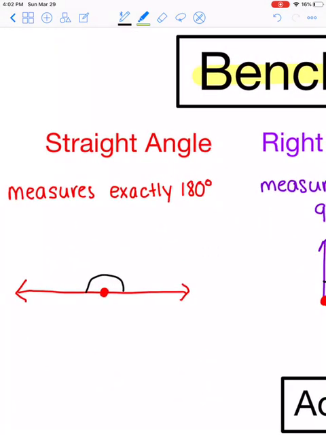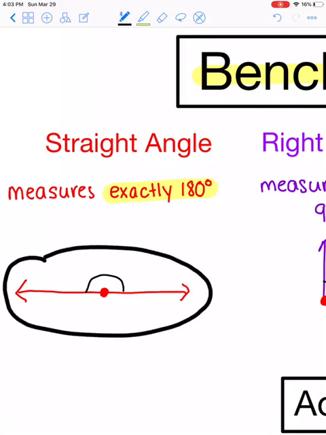So a straight angle measures exactly 180 degrees, and it looks like this diagram right here. It forms a straight line, which is why they call it a straight angle. So to get from here to here, the angle would measure 180 degrees.